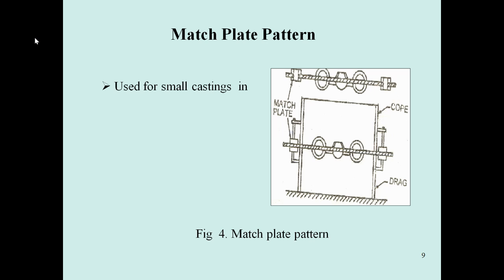This match plate pattern is used for small castings in large numbers. That is the meaning of this. If you want to prepare small castings or small components in bulk, then the match plate is chosen. It consists of two halves. If you observe the figure, we can see the two halves joined together.